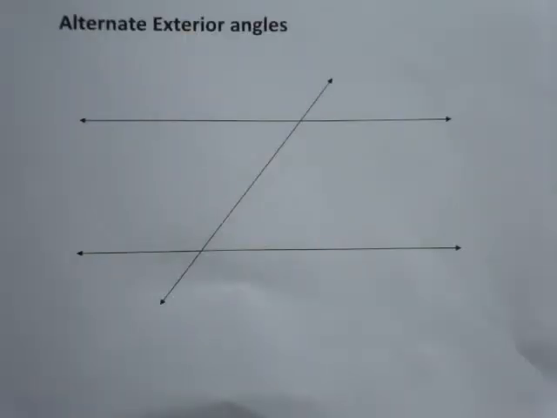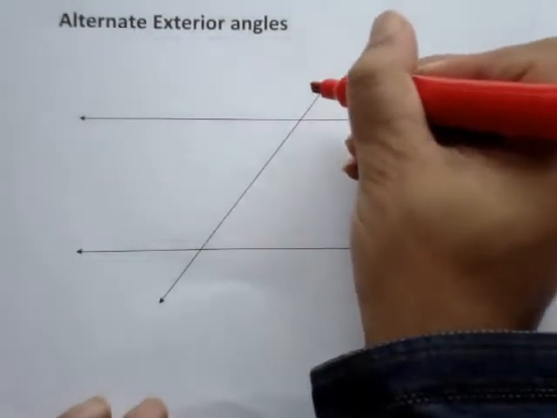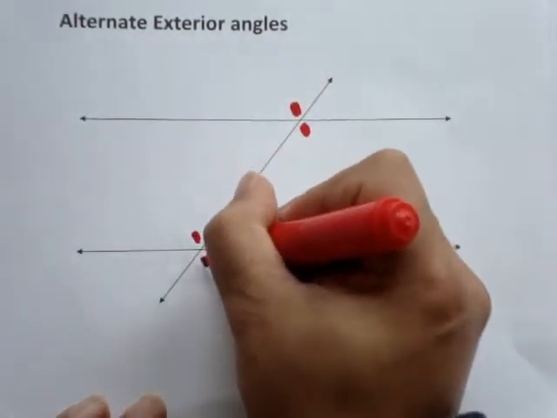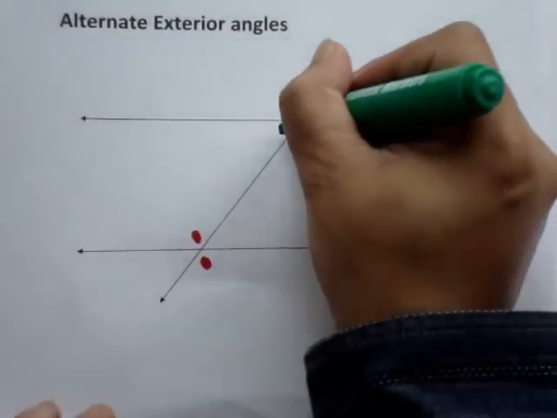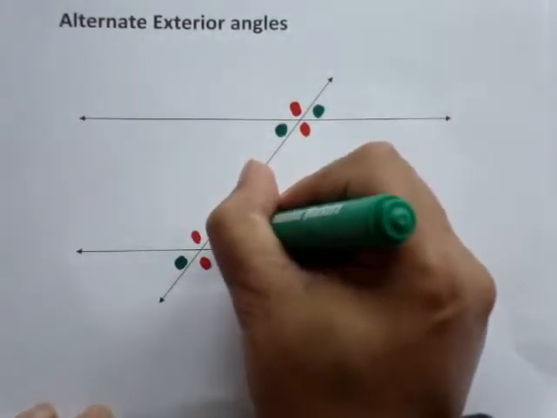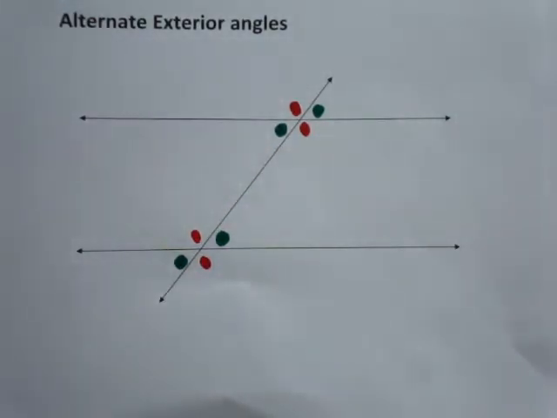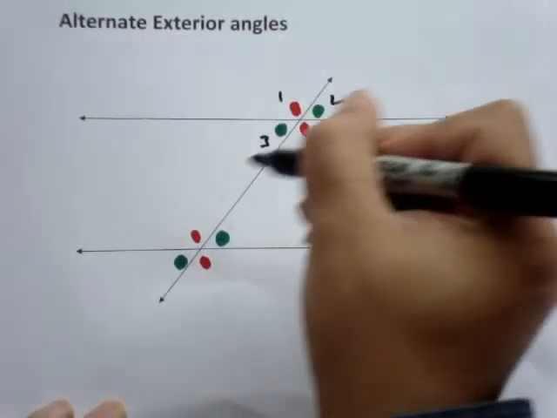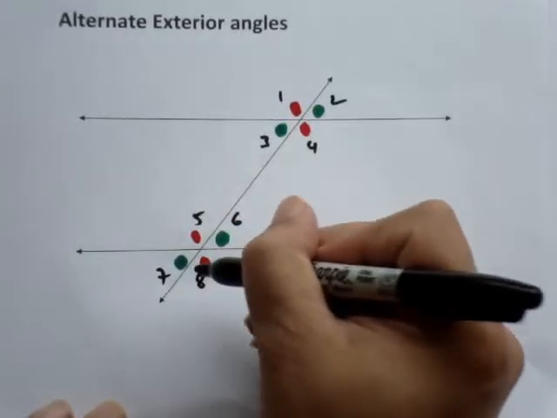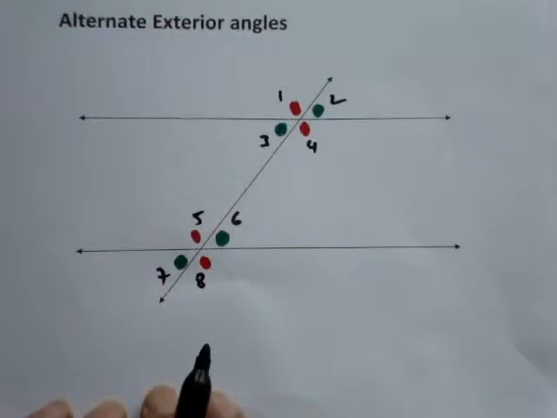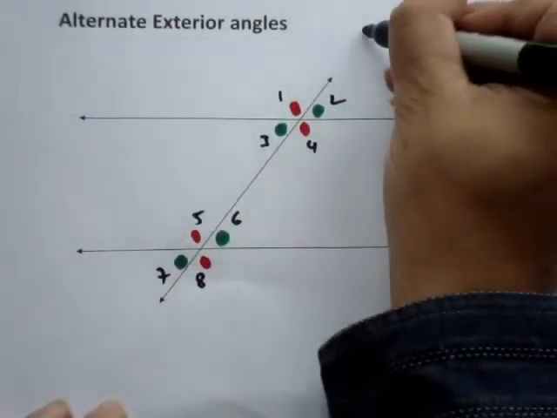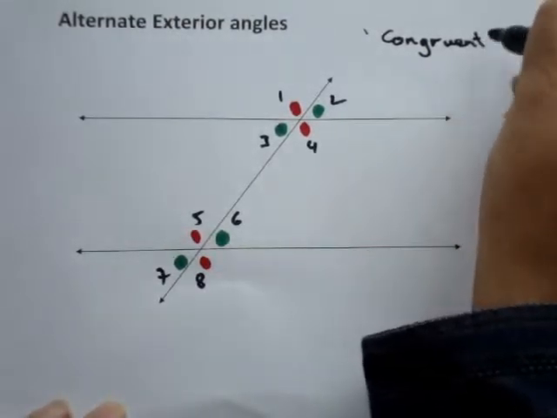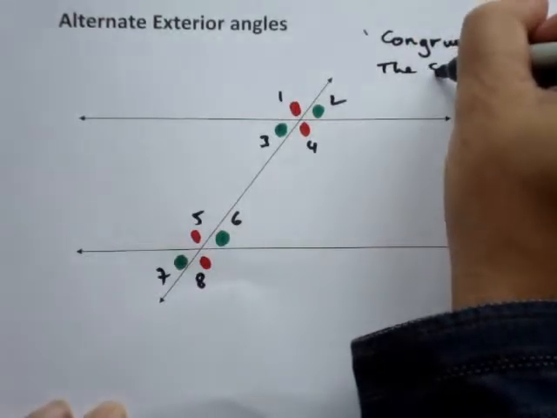Okay, let's have a look at alternate exterior angles. Let's first of all label them in our colours, linear pairs. So this is a linear pair and this is a linear pair. Again, this is a linear pair, and this is a linear pair. Now, if we label them, 1, 2, 3, 4, 5, 6, 7, 8. And we're looking at alternate exterior angles. Now, alternate exterior angles are congruent, which means they are the same.